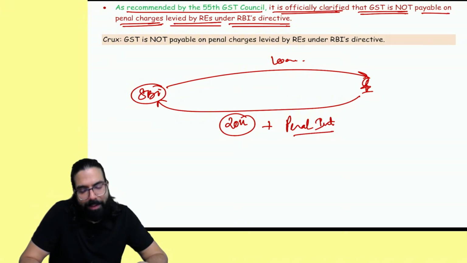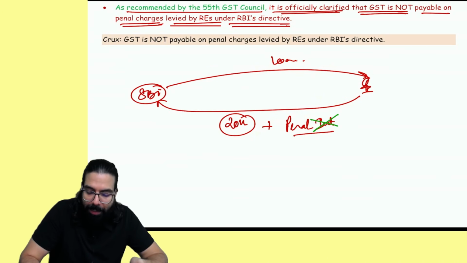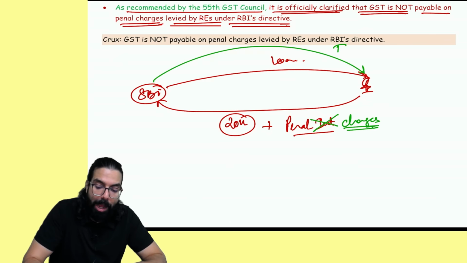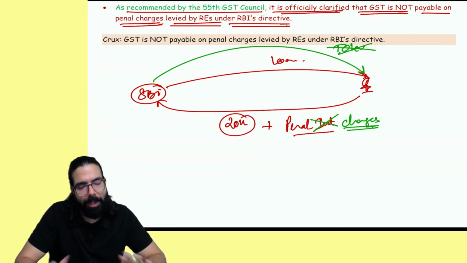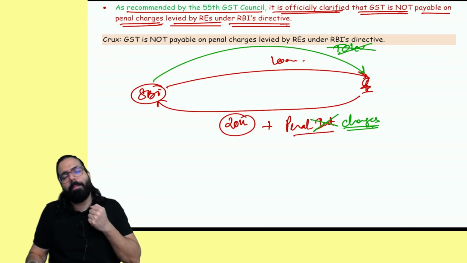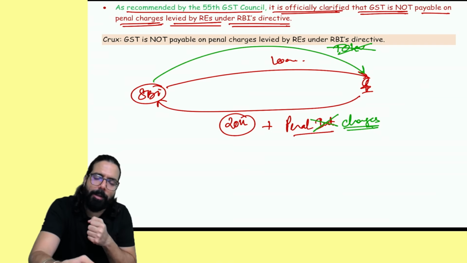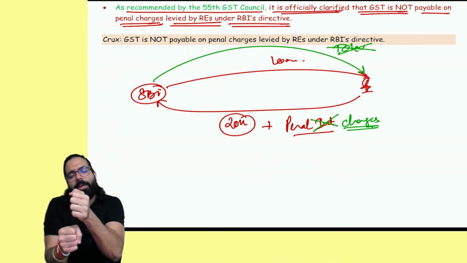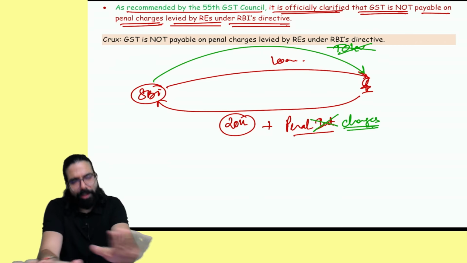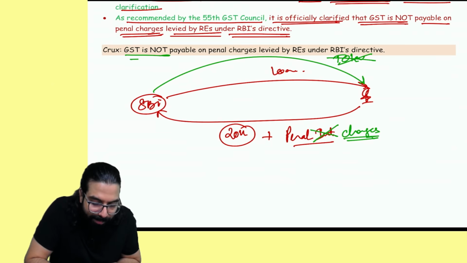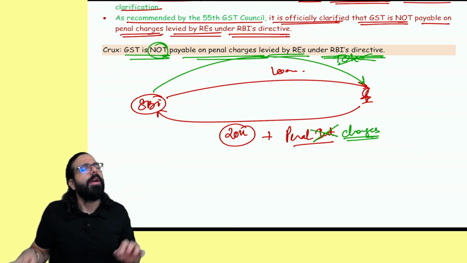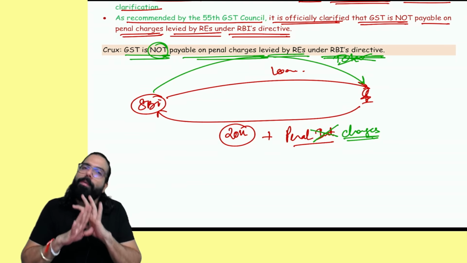On that interest anyway GST is not there, but RBI has told them don't charge penal interest, charge penal charges. What are penal charges? Baba, nothing. It is not that RBI has told that I am tolerating. No, Baba, it is not for tolerating an act. It is simple. SBI has given a loan to you, for which SBI is charging you normal EMI plus penal interest, which is now being charged as penal charges on the EMI, and on these penal charges there is no GST. That's all they have clarified. GST is not payable on penal charges levied by regulated entities under RBI directives. Penal charges or penal interest, there is no GST.